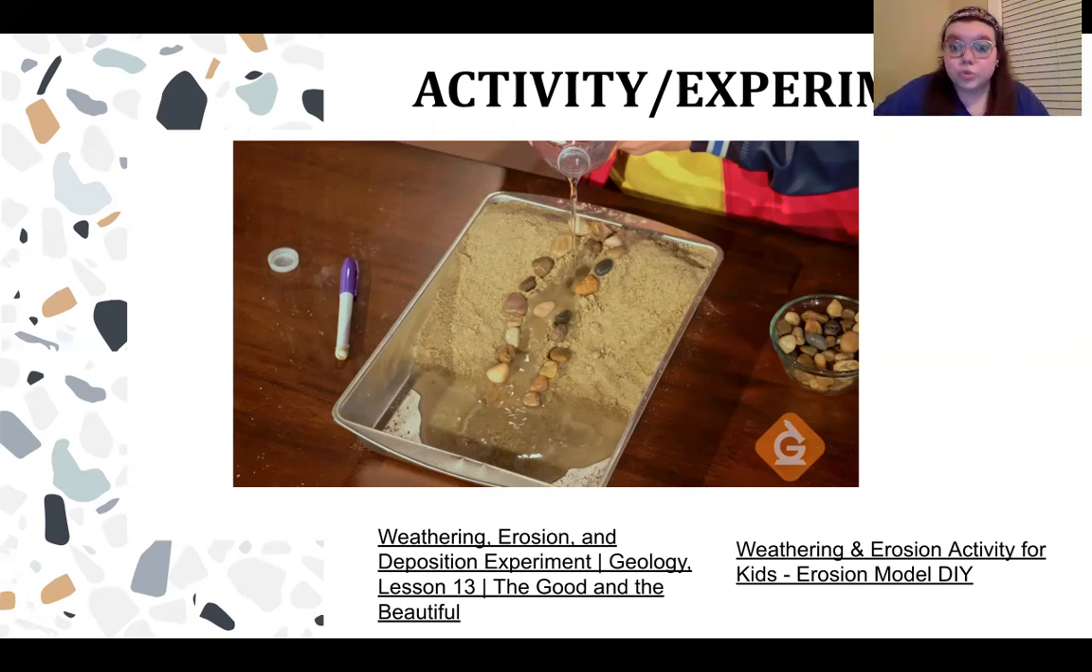Then using a straw, blowing to emulate wind, so that students could see how that impacts. That picks up a ton of rock and debris. And also, like we saw with the mushroom rocks, it changes the structural shape of natural rocks and different landforms.